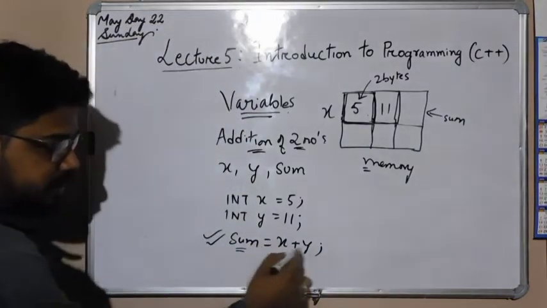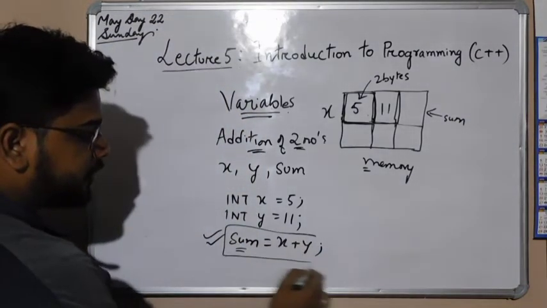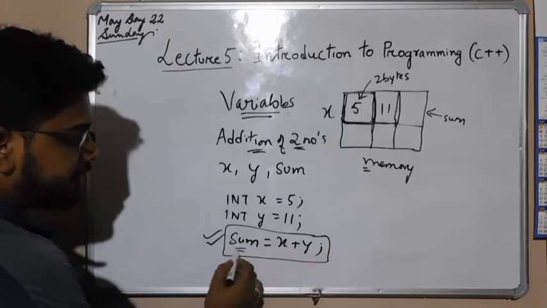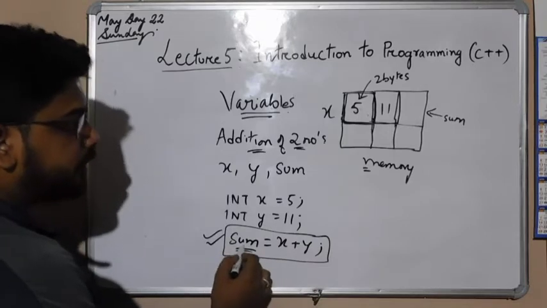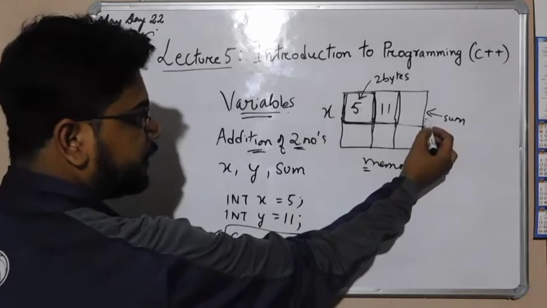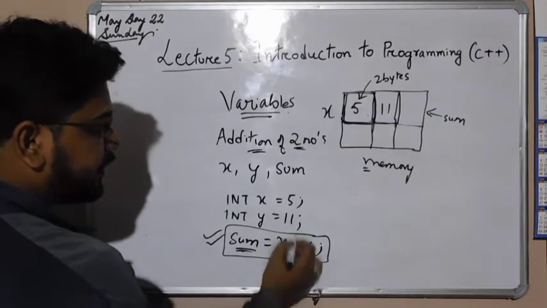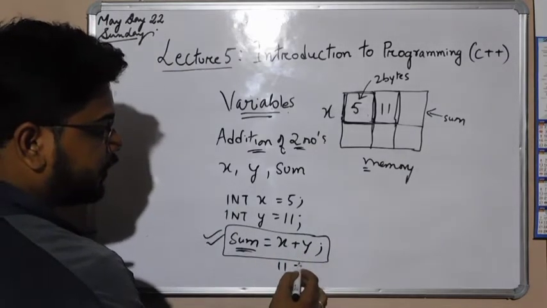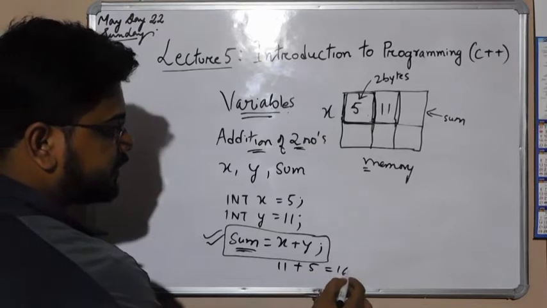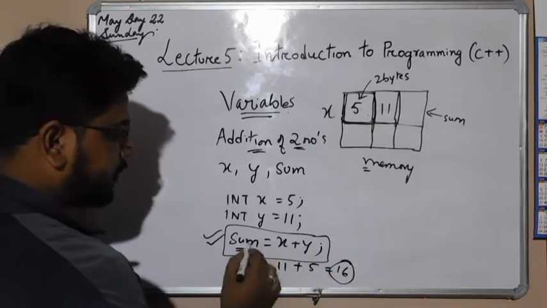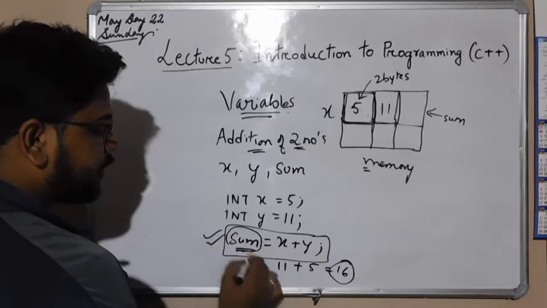Now when this process goes, this is the formula, right? This is the formula, and the result is being stored in the variable known as sum. This is the sum variable. So here the result, that means what? X value is how much? 11. Y value is how much? 5. The result is 16. So this 16 gets stored in this variable sum, this new variable.